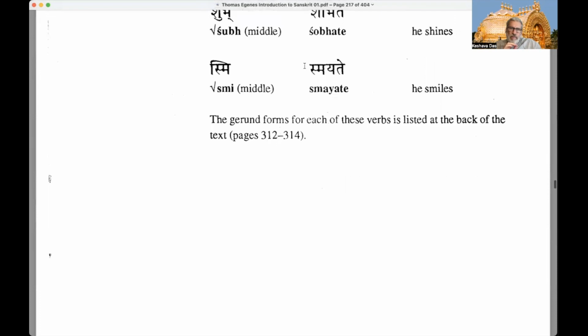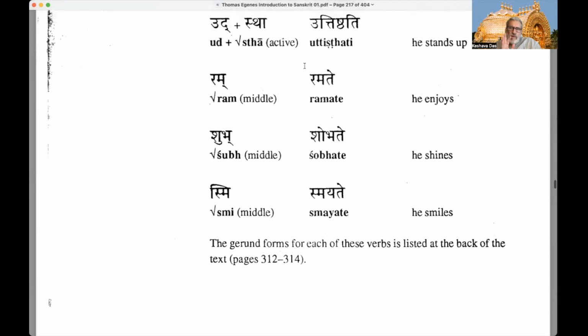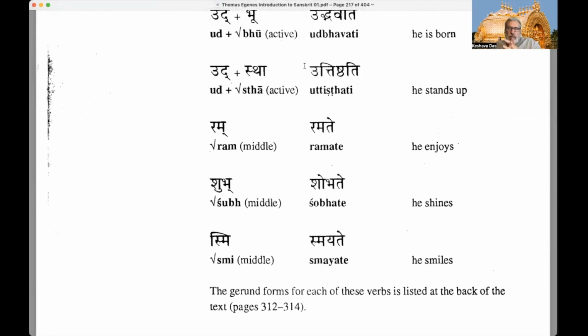So smi is the root from which we get sma, and we get smayate. Smayate, he smiles. So gerund forms, or past participles, of each of these verbs are listed in the back of the text, pages 312 to 314. So we can look up all of these verbs. We can have the gerund forms. Just remember the gerund forms either end in the ending tva or end in ya, like that, and they give the meaning of having done something.